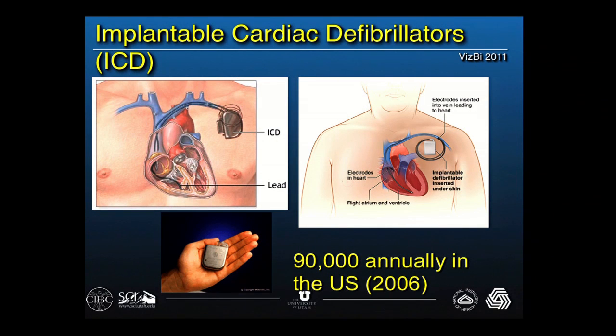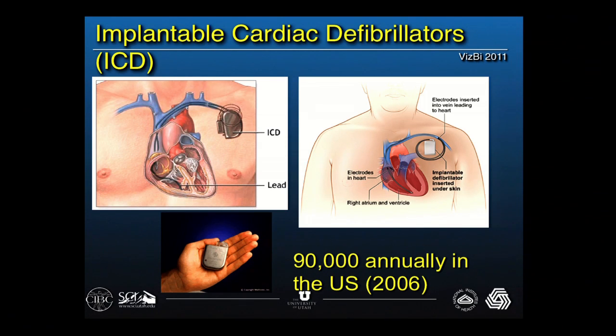So ICDs are implantable cardiac defibrillators. These are devices that we have going into patients at over 100,000 a year. Now, 90,000 is an old number. I think the number is about 105,000 per year of these devices going into people in the US. So these are hearts that are at risk, hearts that have the potential to go into fibrillation, and when your ventricles fibrillate, you die. So it's a major health problem.